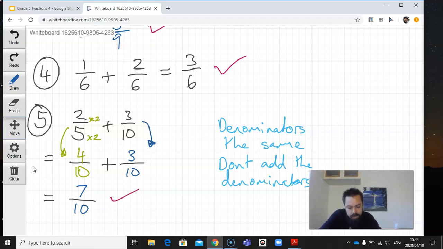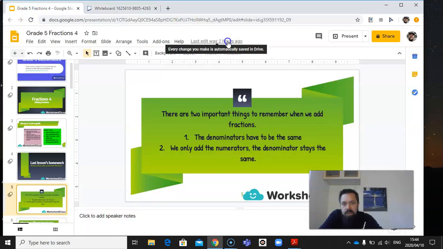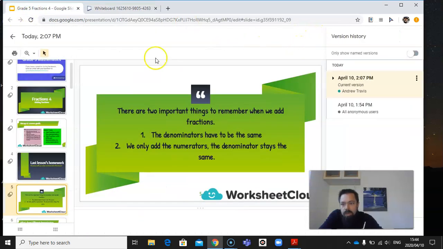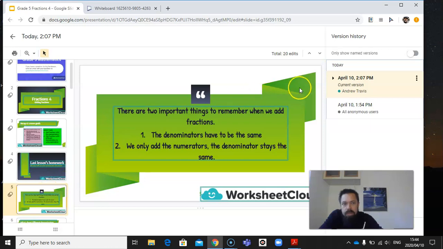So we've looked at adding fractions when we have the same denominator, and now we've looked at adding fractions when we've got different denominators. Up until now, we've looked at fractions where one of the denominators can be turned into the other one. Coming up, we're going to have a look at ones where we need to do more than that.